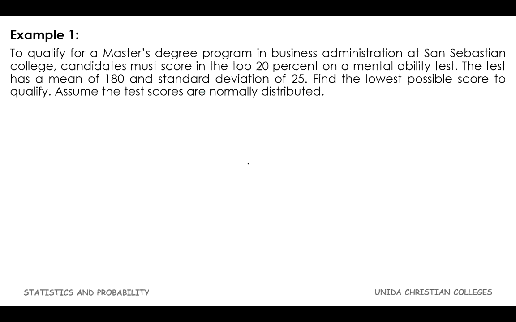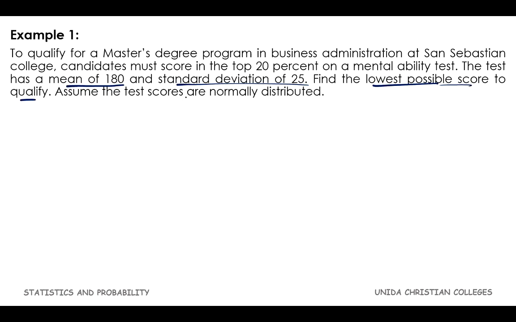Let's have example number 1. To qualify for a master's degree program in business administration at San Sebastian College, a candidate must score in the top 20% on the mental ability test. If the test has a mean of 180 and a standard deviation of 25, find the lowest possible score to qualify. Assume the test scores are normally distributed.